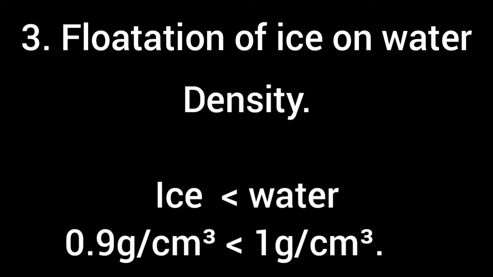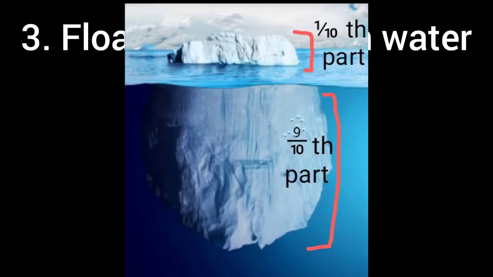0.9 gram per cubic centimeter or 900 kilograms within 1 cubic meter volume, while the density of water is 1 gram per cubic centimeter or inside 1 cubic meter of volume there is 1000 kg of water. Hence, the weight of water displaced by 9/10th part of ice immersed inside water becomes equal to the total weight of the ice piece.